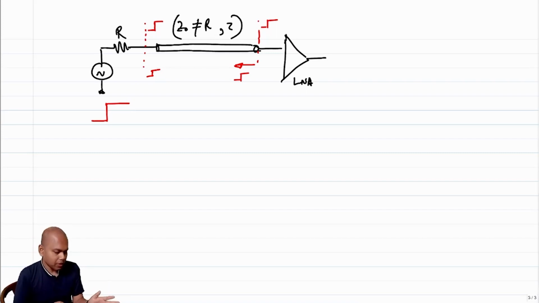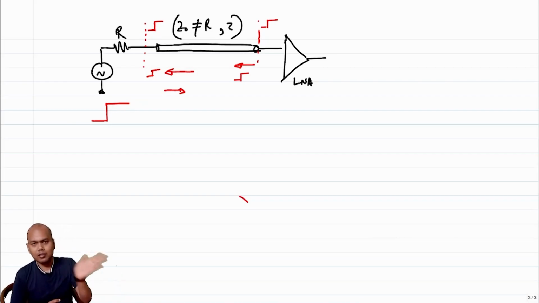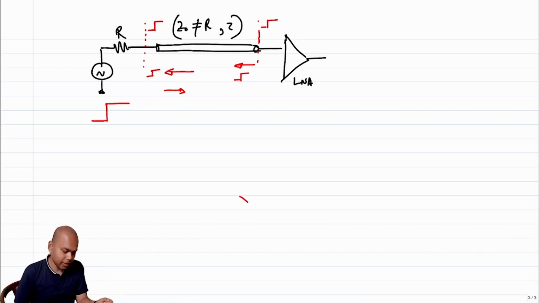so far so good, but now here at this junction it is going to see a mismatched interface because Z0 is not equal to R. Because it is going to see a mismatched interface, this waveform is going to get reflected again, and it is going to go back to the LNA transmission line interface. So depending upon what is the relationship between R and Z0, maybe it is going to be in phase or out of phase, I don't know. You are going to get some attenuated version of the step.